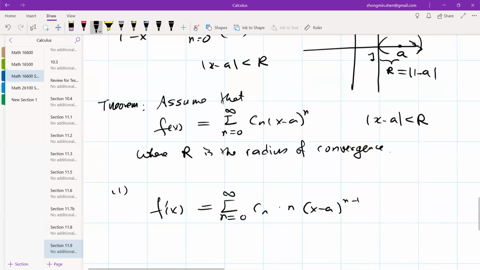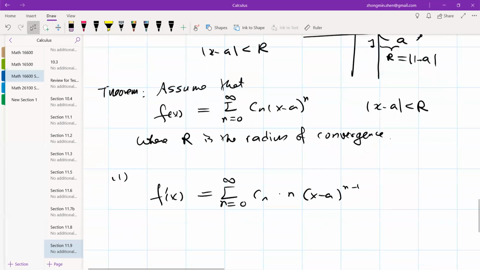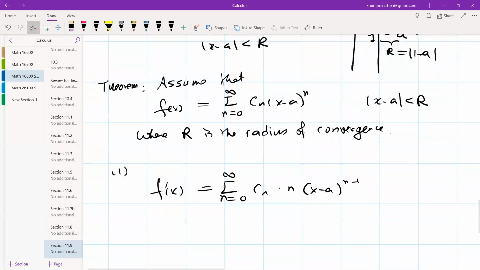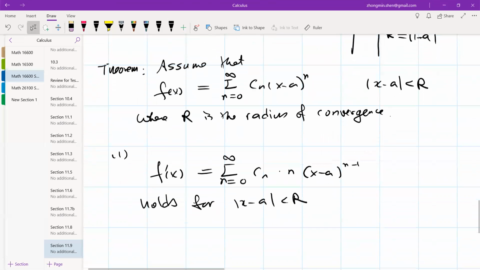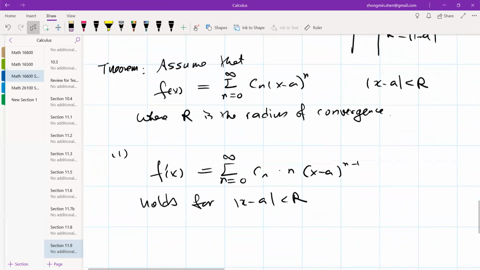Yeah, if you want to differentiate the function, you just differentiate the corresponding power series term by term and add them together. Not only that, and this holds for |x minus a| still less than R. Moreover, the radius of convergence of this new series is still the same. R is still the radius of convergence.